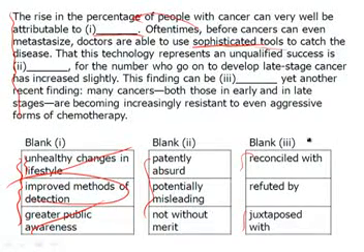Now let's try that for the second blank. I'm going to start reading from here. That this technology represents an unqualified success is blank, for the number who go on to develop late-stage cancer has increased slightly. So there's a problem here. We have better detection, but it's not a 100% unqualified success because more people are going on to develop late-stage cancer. So that's a problem. So to say that it's a 100% success, this technology, well, that's not completely accurate. And that's what we're going for here.